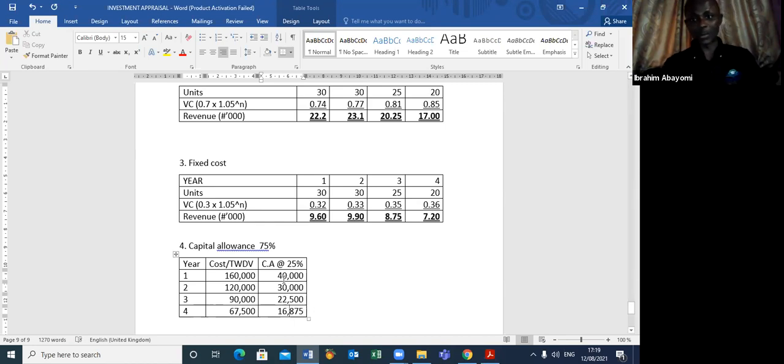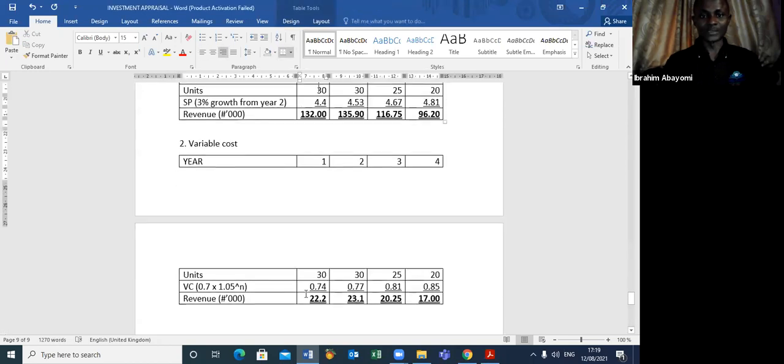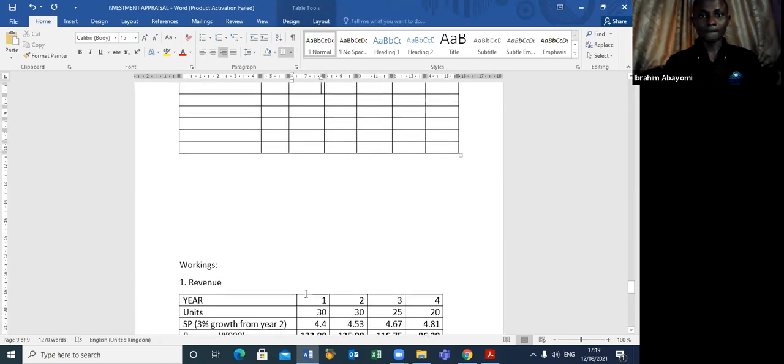The way you get your year 1 capital allowance, just multiply by the reduced amount. So if an item is reduced by 25%, it should reduce to 75%. So 75% of 40, 75% of 30, 75% of 22,500 will give you the capital allowances. So I will copy this: 40, 30, 22,500.